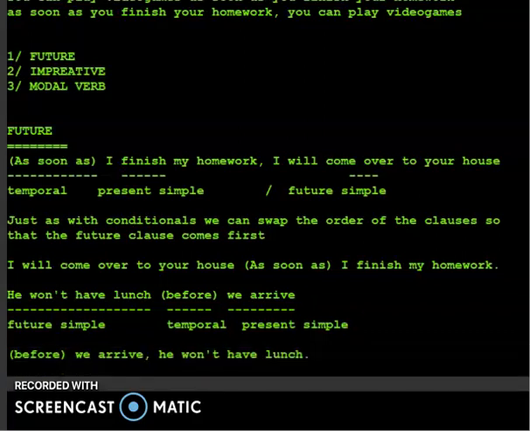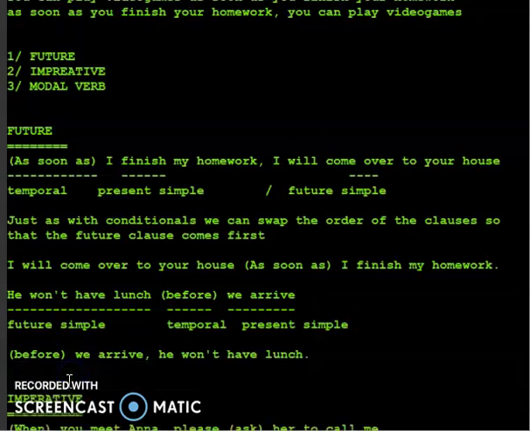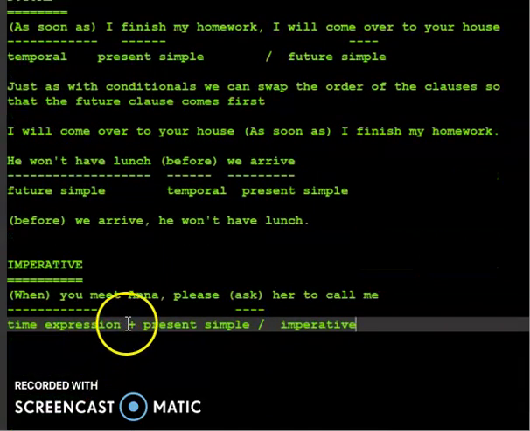Let's look at imperative. In imperative, we've got a time expression. Let's say temporal.